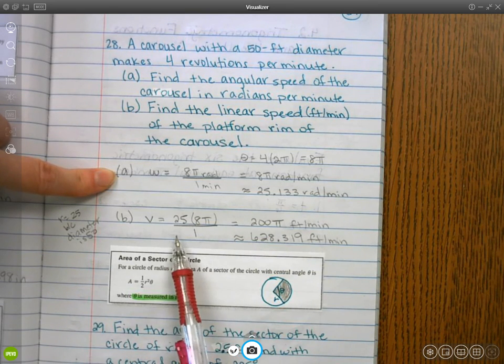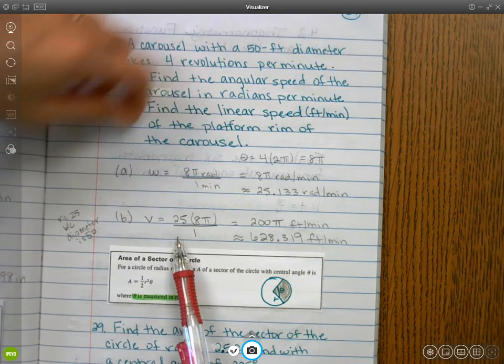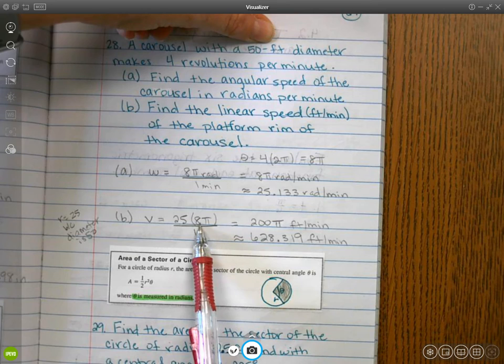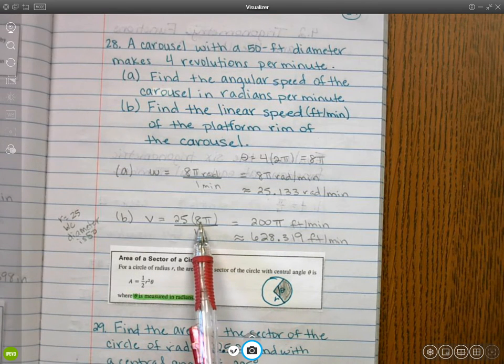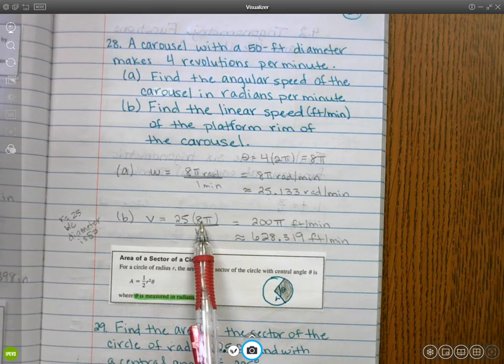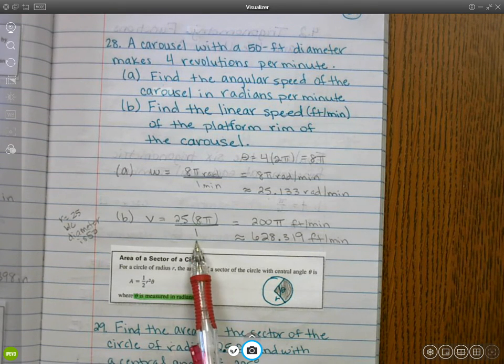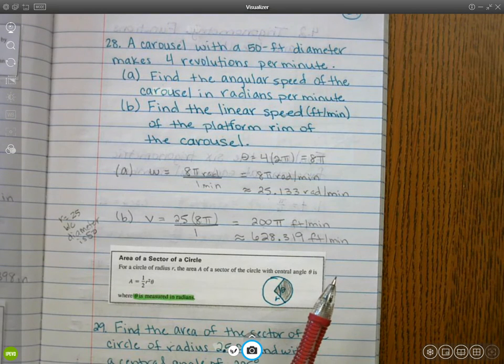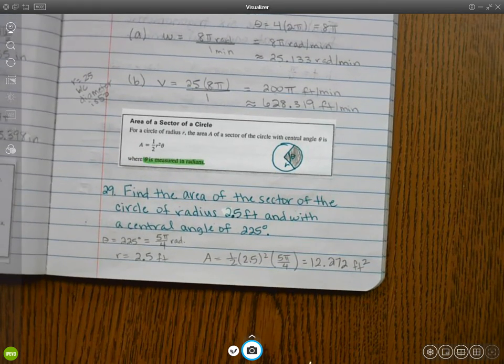All right, so next we have, they told us the diameter is 50. That means the radius is 25. We know the angle. We're going to have to go back and use that arc length. So radius times angle. So 25 times 8 pi, because that's the radius, that's the angle, and in 1 minute. So now we have 200 pi feet per minute, or 628.319 feet per minute.